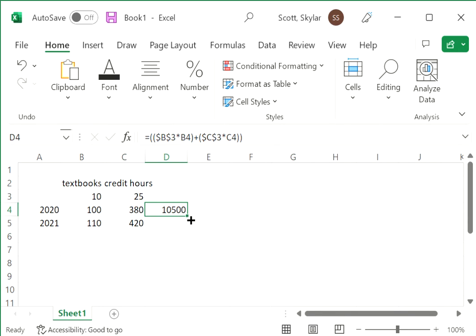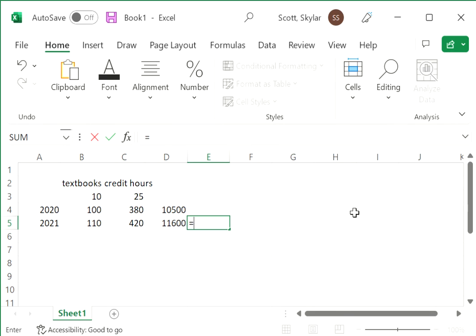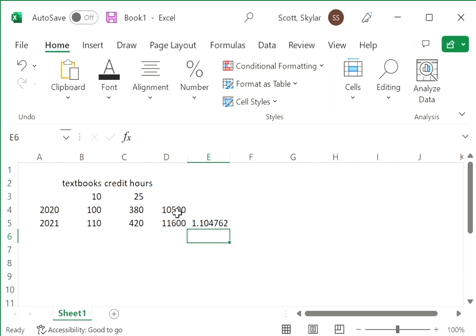Now what we're going to do to calculate for 2021 in Excel is we're simply just going to drag that down and see that the cost is $11,600 and ensure the equation is still correct. Now, with our multiplied sums there, all we're going to do is take our 2021 year and divide it by our base year, which is 2020. And we're going to get 1.104. And it's going to want us to calculate this on the basis of 100.